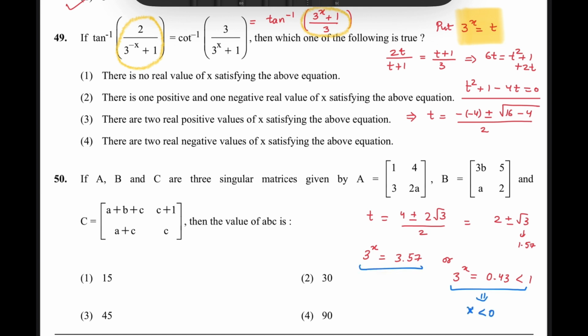And what does this mean? This is greater than 3, right? So if this is greater than 3, that means x has to be greater than 1, right? So it means you have a positive solution. So you have one negative solution and one positive solution. So the correct option is option number 2 for this question.